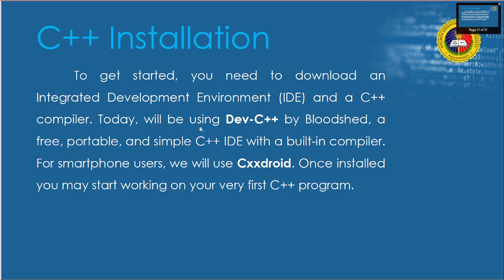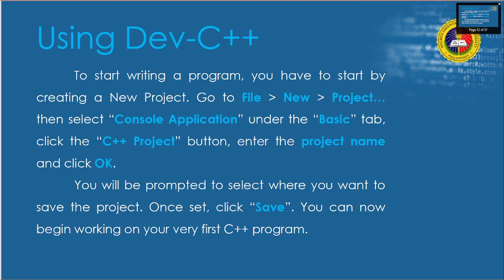So anyway, to get started, you need to download an Integrated Development Environment, or IDE, and a C++ compiler. Today, we will be using Dev C++. It is by Bloodshed, a free, portable, and simple C++ IDE with a built-in compiler. For smartphone users, we will use CXXDroid. And once installed, you may start working on your very first C++ program. So I'm guessing everybody's already installed Dev C++ and CXXDroid.